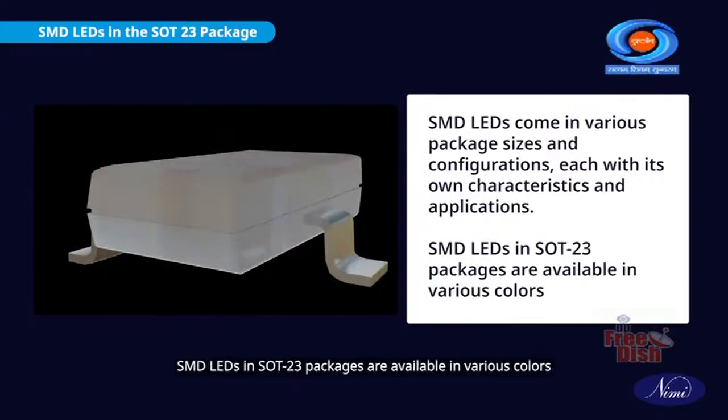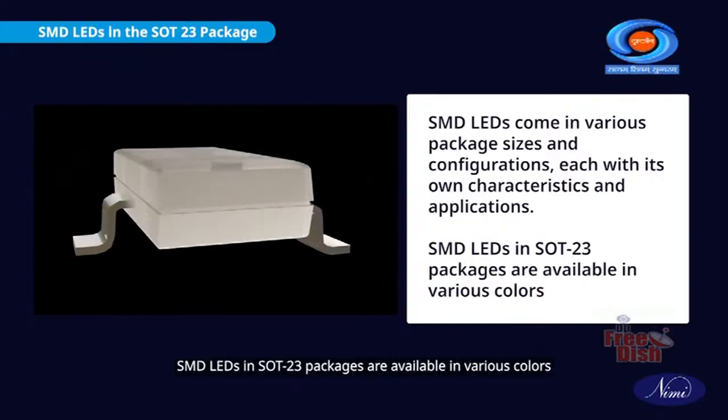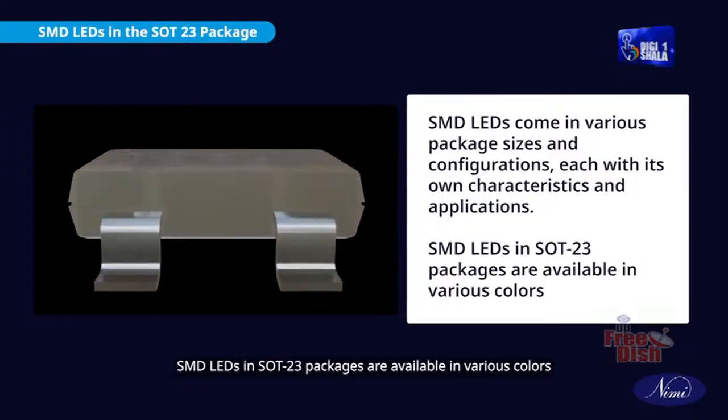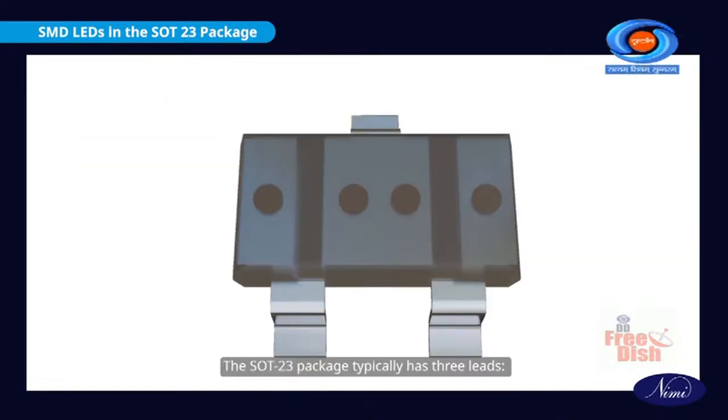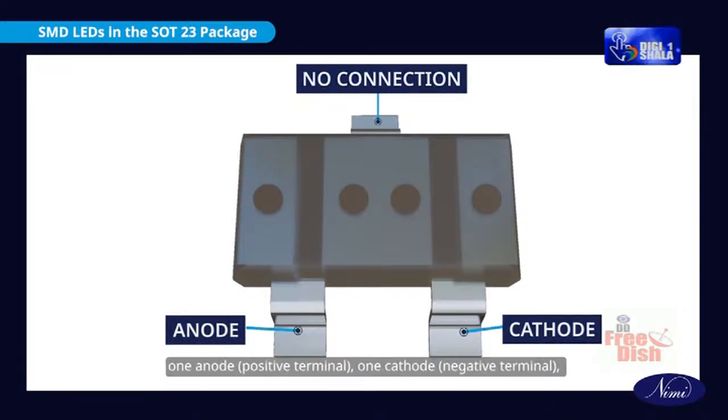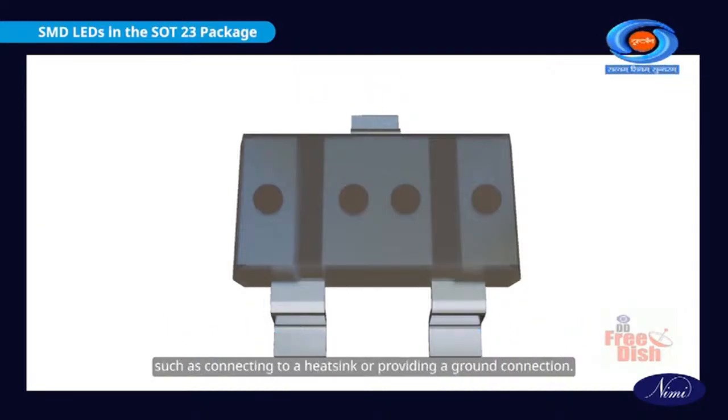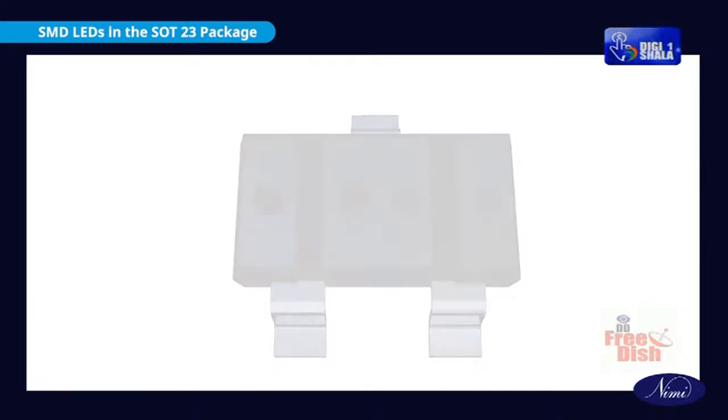SMD LEDs in SOT23 packages are available in various colors including white, red, green, yellow and blue. The SOT23 package typically has 3 leads: one anode positive terminal, one cathode negative terminal and one additional lead for other purposes such as connecting to a heat sink or providing a ground connection.